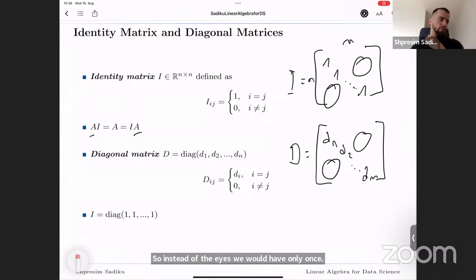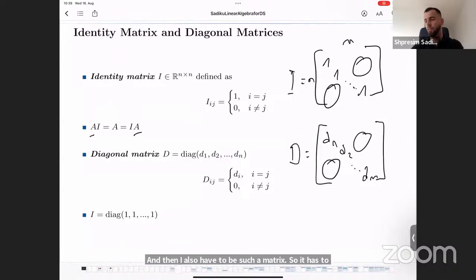One important thing to note is that the definition of the identity matrix is a bit ambiguous, since it does not specify the dimension of the ones. So this is sometimes understood from the context, and it has to be done in a way so that the matrix multiplication is possible. If A is in R^(n×n), then I also has to be such a matrix. It has to agree with the definition of matrix multiplication.